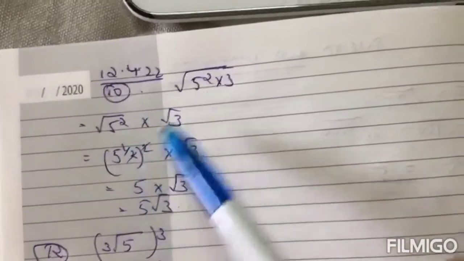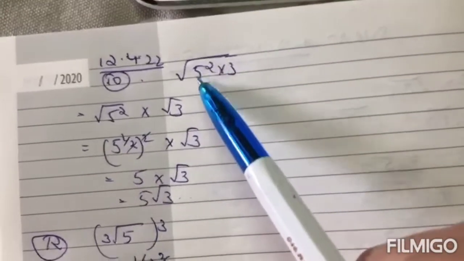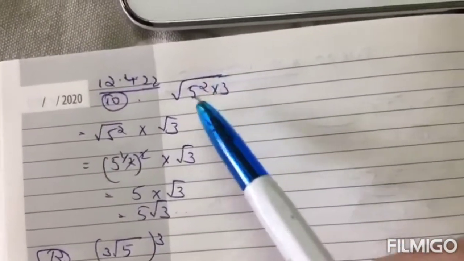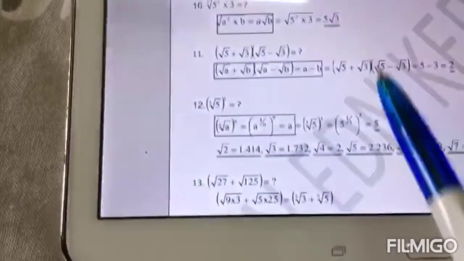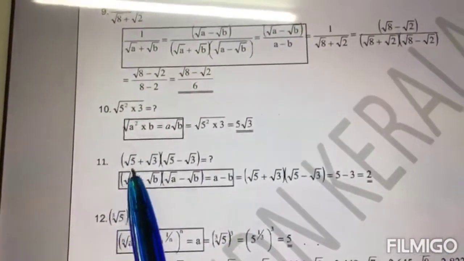You need not do the step, but you know that 5 square is 25. Obviously square root of 25 is 5. So this is how you solve it. Okay. Then number 11 is similar to what we did.